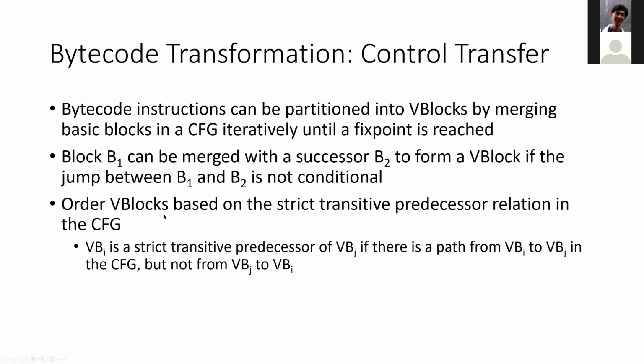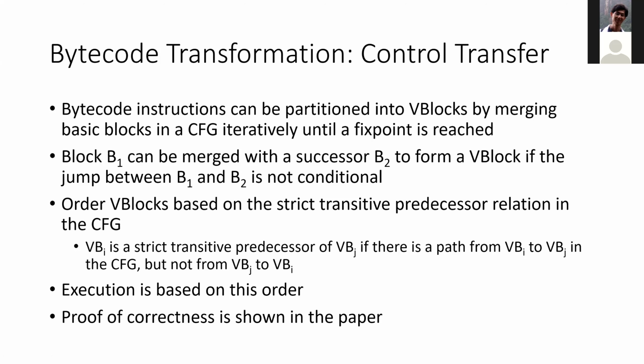Then by creating V blocks, they can order them based on a strict transitive predecessor relation based on the CFG. This relation is true if, for example, there's a path from block I to block J, but not from block J to block I. Then they execute the V blocks based on this order. And the proof of correctness is shown in the paper.